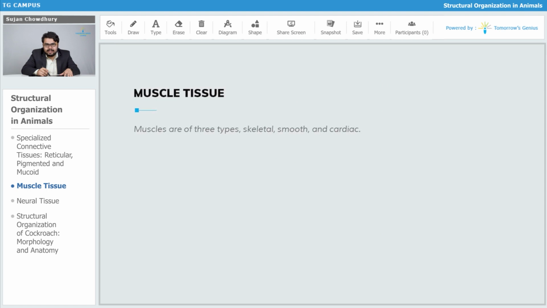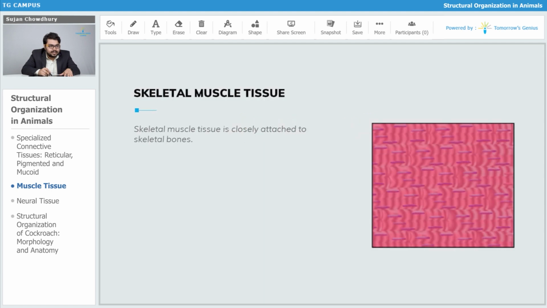Muscles are broadly of three types, namely the skeletal muscles, smooth muscles, and cardiac muscles. These three are the main types of muscles present in our body. Let's now talk about the skeletal muscle tissue. The skeletal muscle tissue is closely attached to the skeletal bones, just like you can see here. This is the characteristic illustration of skeletal muscle tissue.